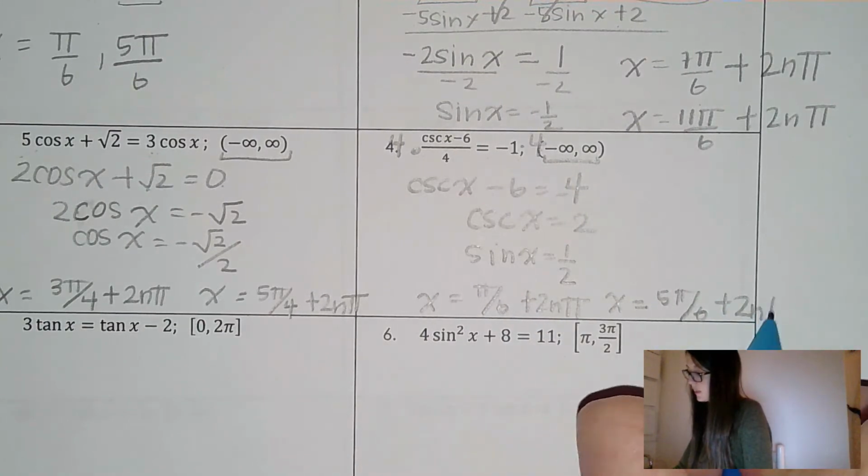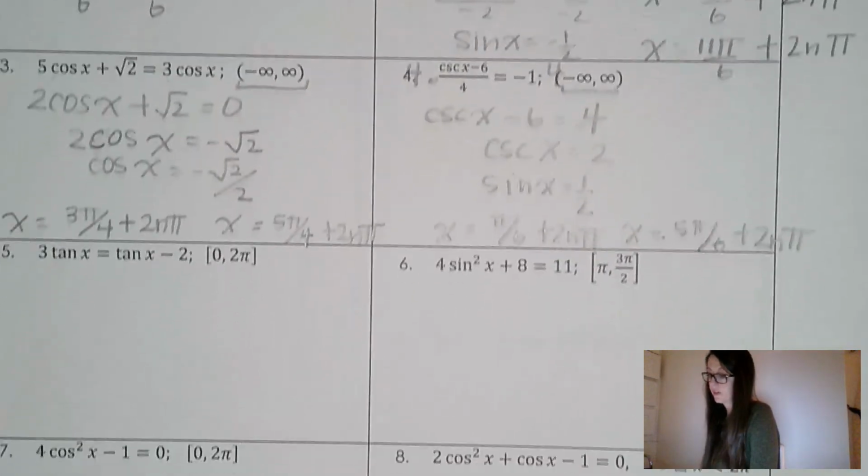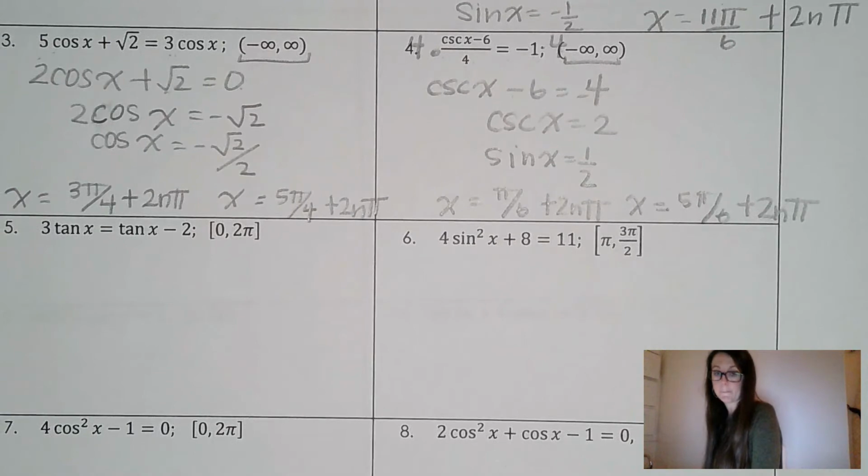And that just means that n is just some kind of integer inside there. Okay. All right, I'll try number 5 and number 6 for me.